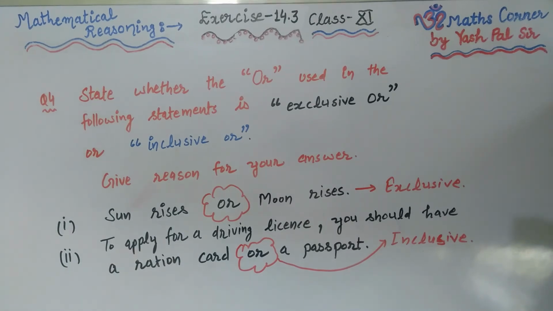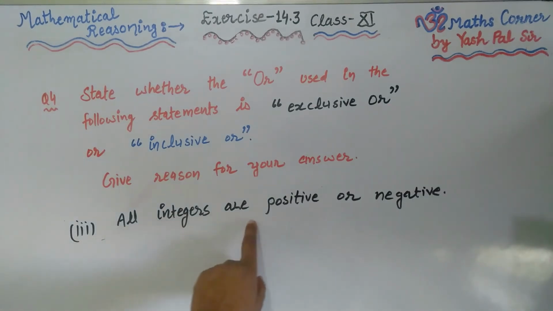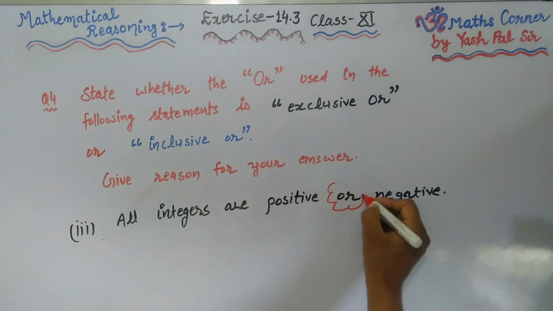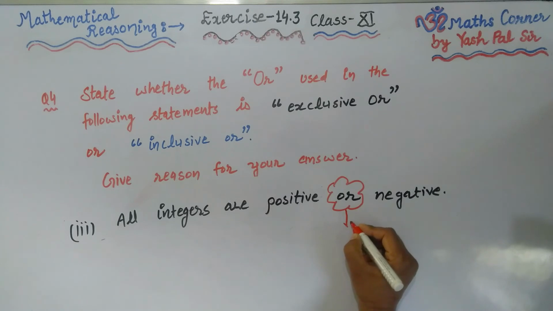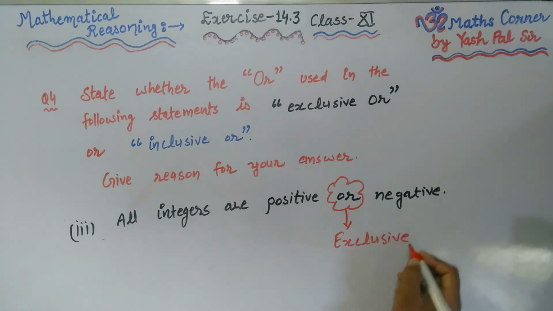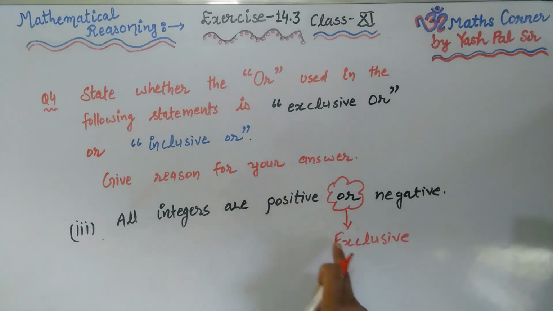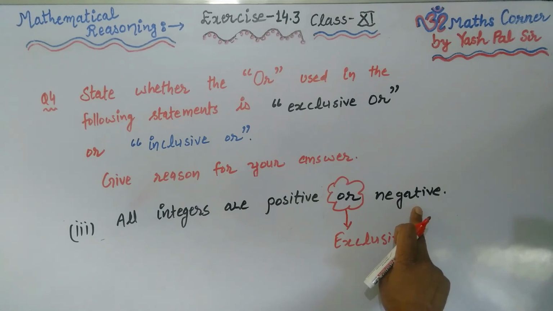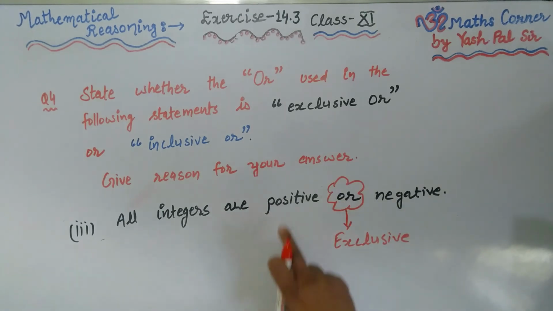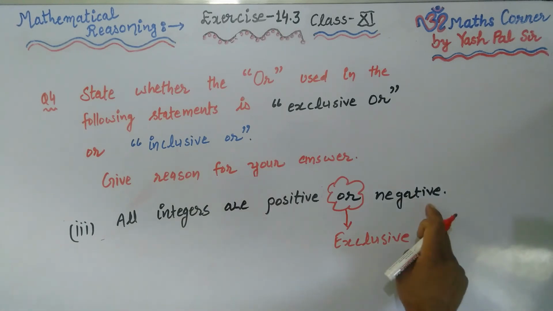Now the last part, number 3: all integers are positive or negative. Here this is the or. The or used here is exclusive or, because all integers are positive or negative. We cannot say that all integers are positive, we cannot say that all integers are negative. So the or is a must: either they are positive or negative. So this is exclusive.